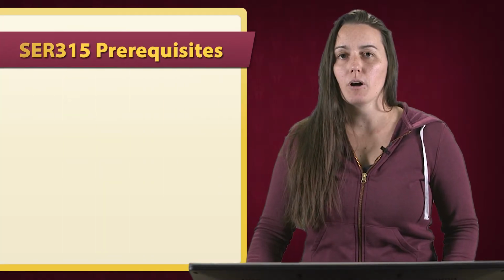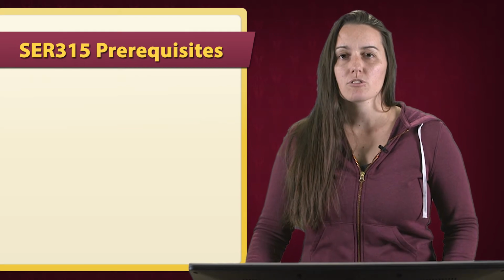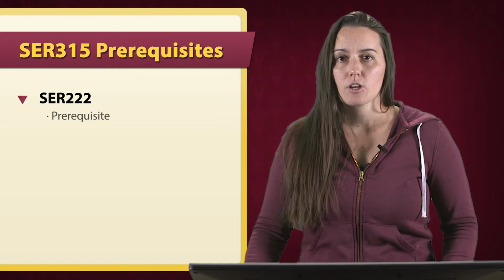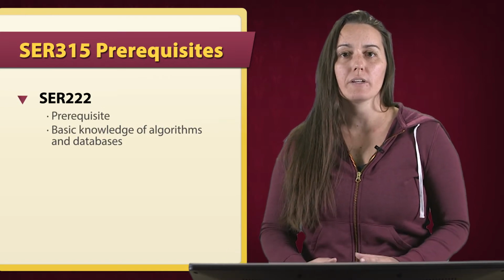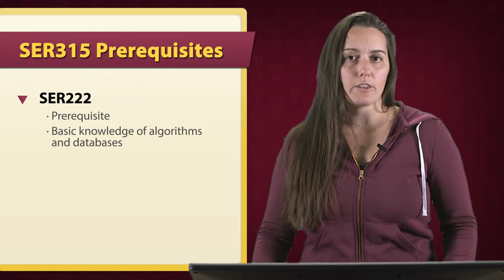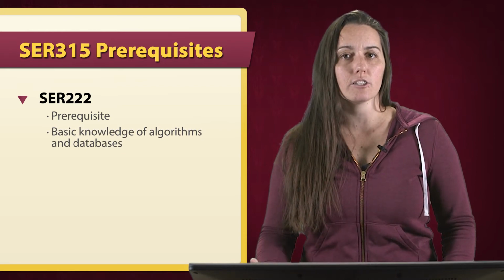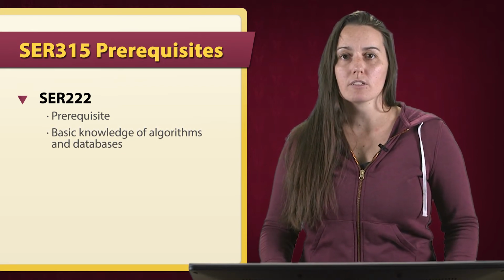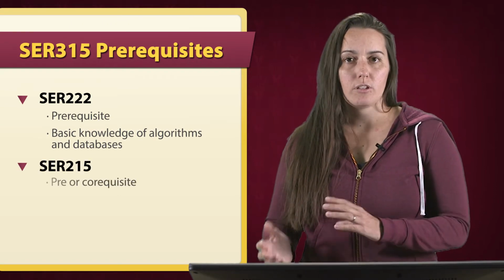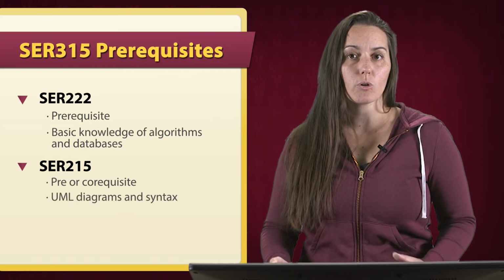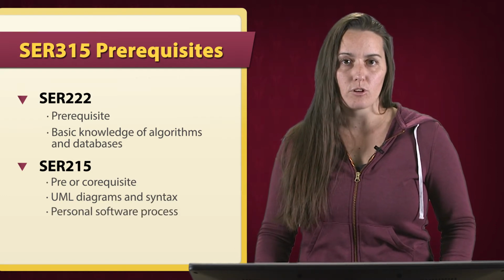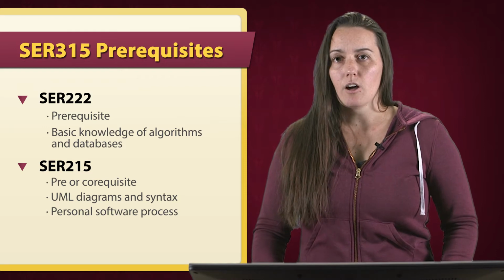The next thing I want to talk about are the prerequisites for this course. So one prerequisite is 222, which is basically data algorithms. So I'm expecting in this course that you have basic knowledge of algorithms, of databases, so you can apply them in context and to understand software design in general, so what you can do. Another prerequisite or core requisite is 215, where you basically talk about some diagrams already, so you already heard something about UML diagrams and UML syntax, and also about the personal software process. These basically are the requirements for the course.